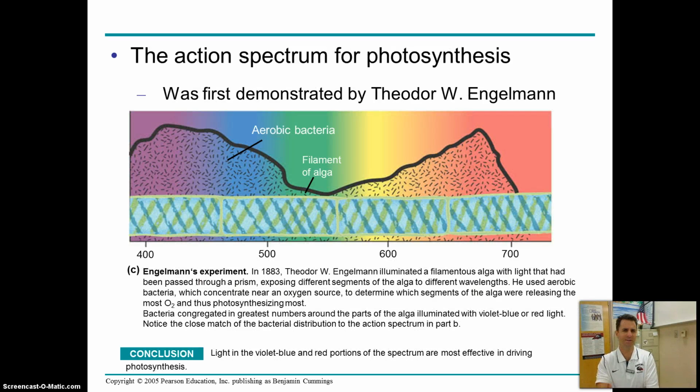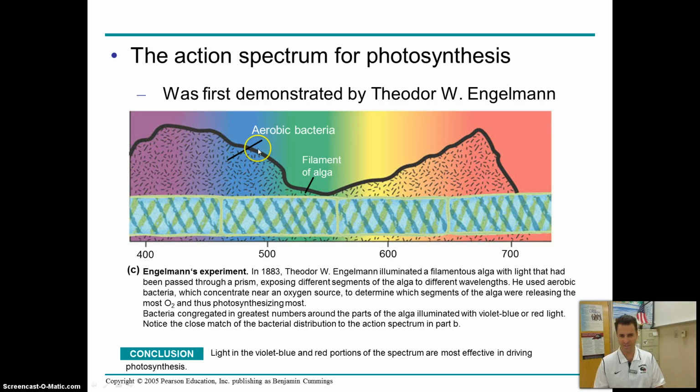Shown here by Engelmann. Engelmann took algae, and he exposed it to light that he broke into its component parts with a prism, so you see the rainbow being shown over the algae. Well, algae, when they're exposed to light, photosynthesize and produce oxygen. He took bacteria that are aerobic, they like oxygen, and laid them all along the algae and looked at which areas the bacteria grew the fastest, meaning which bacteria were exposed to the most oxygen. That portion of the algae was photosynthesizing the most.